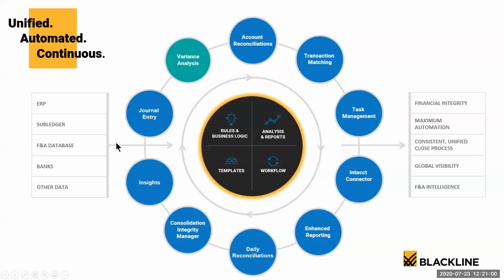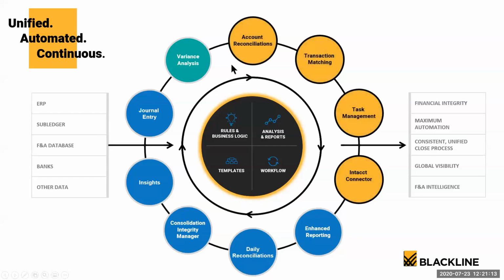Now we just saw the critical white space between the ERP and the desired output. The outer blue circle gives us the information about Blackline offerings. We're going to talk about account reconciliation, transaction matching, hint a little bit about task management and the Intacct connector. Variance analysis is also one of the tools that you can use with Intacct from the Blackline suite of products. And the center is the core. The center circle talks about the templates, the business logic that's configurable and designed as per your business rules. And you can do analysis and reporting, and all of the tasks are tied to the workflow. What is unique about this core of Blackline is that this is the foundation on which the entire Blackline suite of products is designed. So you will see the same theme of templates and business rules configuration throughout the product.